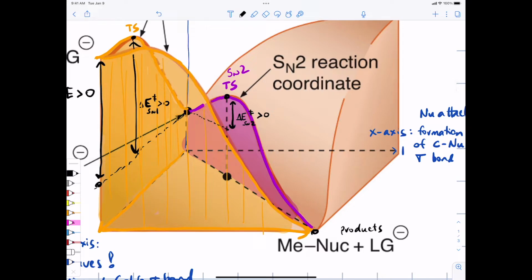Also notice that this energy difference here is the free energy difference of the reaction, and it's less than 0, meaning the reaction's downhill going from starting material to products. That's an issue of thermodynamics, and that is path independent. The only thing that matters for reaction thermodynamics is the stability of the starting materials versus the stability of the products.